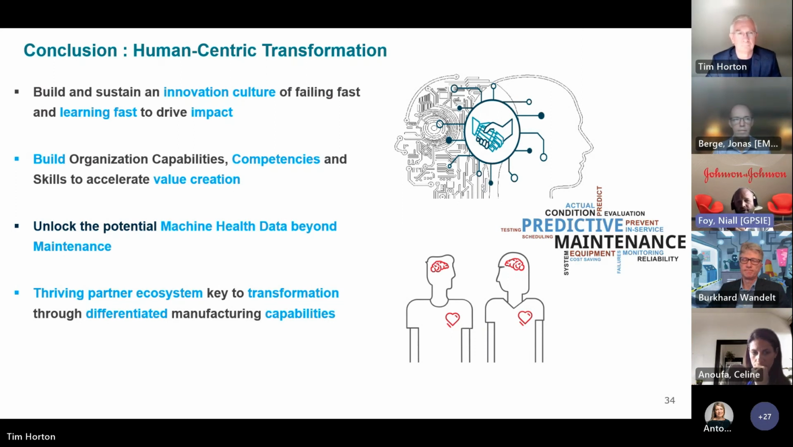A thriving partner ecosystem, key to transforming through differentiated manufacturing capabilities. Celine mentioned it: how do we make sure that we have our vendor input? We've got people out there who are working in very specific areas. How do we get that information from the vendors, and that key knowledge, back into our business so that we can partner? Partner is the best word to describe this, partner in that transformation and drive the business further.